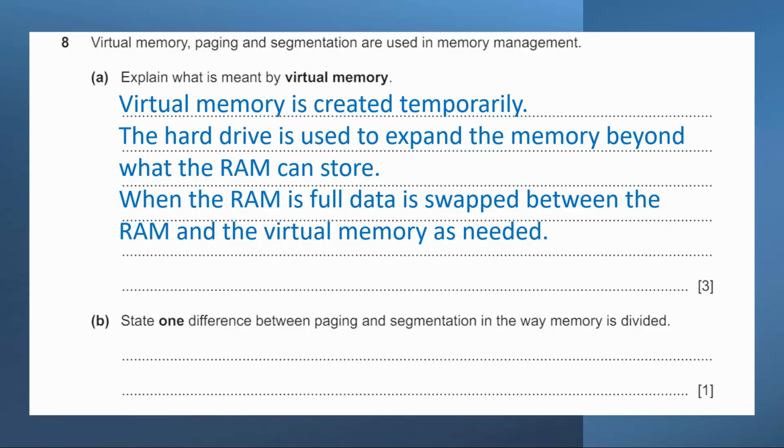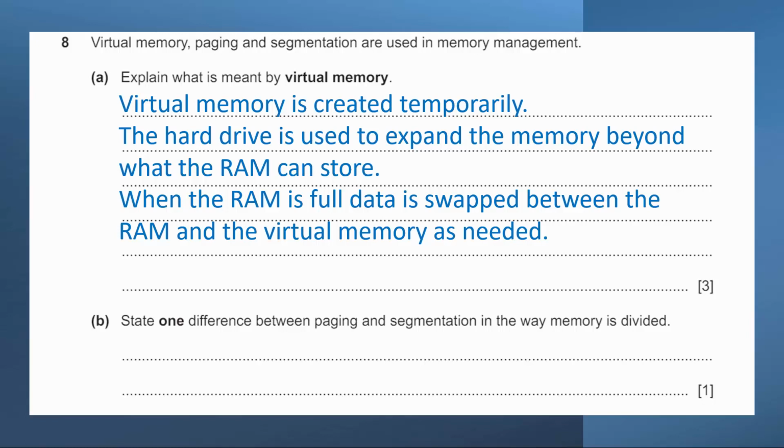Now, when the RAM is full, data is swapped between the RAM and the virtual memory as needed. And we talked about that. And when it happens continuously, remember, we said it's going to slow down the performance and disk thrashing can occur. Now, we don't need to list that here because it doesn't ask us about that at all. We only need to say what virtual memory is and how it works. Then let's take a look at part B.